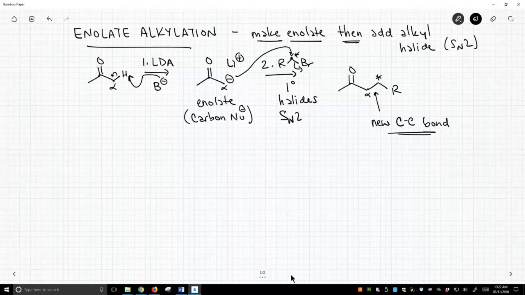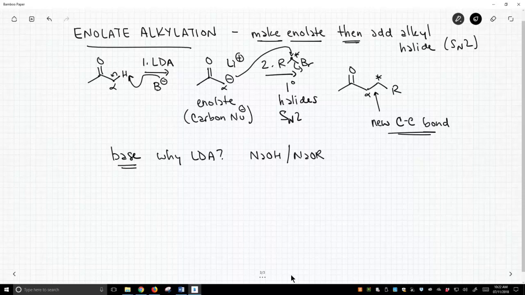Okay, two features I want to talk about. One, the base. Why LDA? Well, think if you use sodium hydroxide or some other relative, like an alkoxide. Remember, in that case, we set up an equilibrium when we form the enolate. And if we use one of these weaker bases, we have mostly unreacted aldehyde or ketone and unreacted base. So if we tried to form the enolate with a weak base, we'd have mostly starting materials.